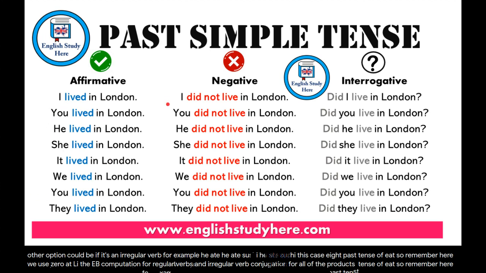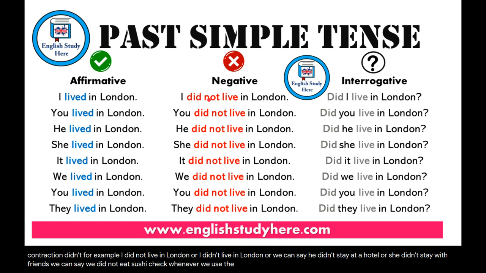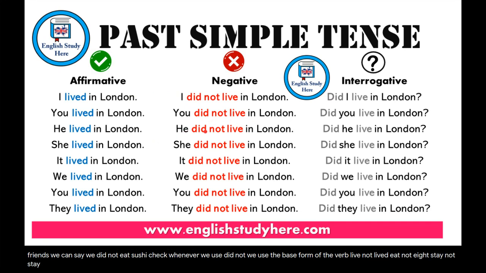The negative, we use did not or the contraction didn't. For example, I did not live in London or I didn't live in London. Or we can say he didn't stay at a hotel or she didn't stay with friends. We can say we did not eat sushi. Check. Whenever we use did not, we use the base form of the verb: live, not lived. Eat, not ate. Stay, not stayed.